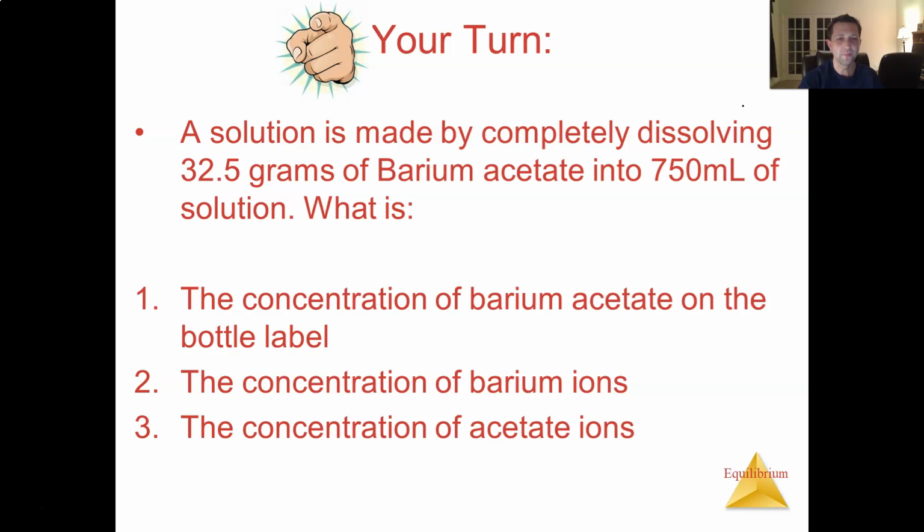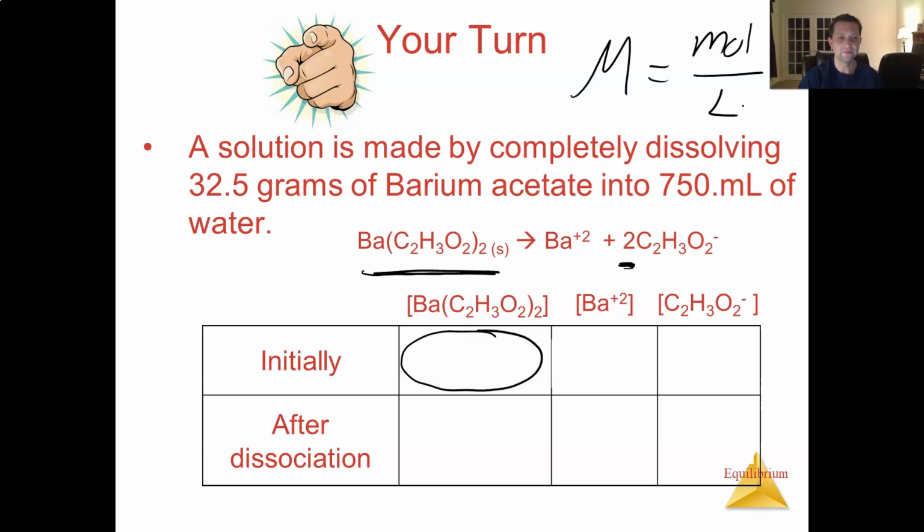All right, so you want to find out the concentration of barium acetate. So you want to figure out how many moles you have first. So we have 32.5 grams of barium acetate. Just do a simple mole conversion. Okay, 32.5 grams of barium acetate. The molar mass of barium acetate is 255.42 in a mole. And that's going to give you 0.127 moles. Okay, 0.127 moles of barium acetate.